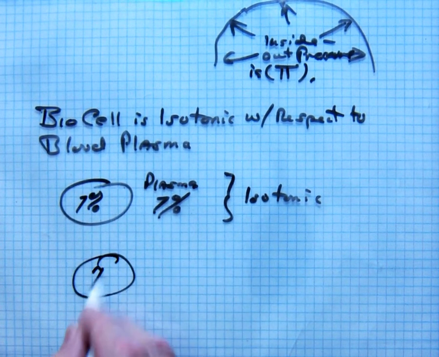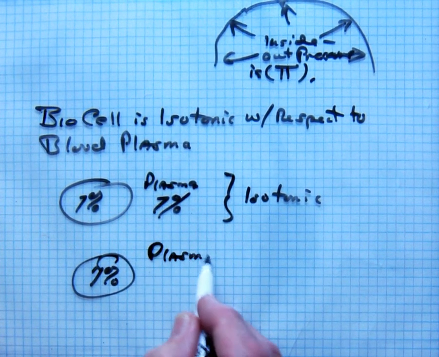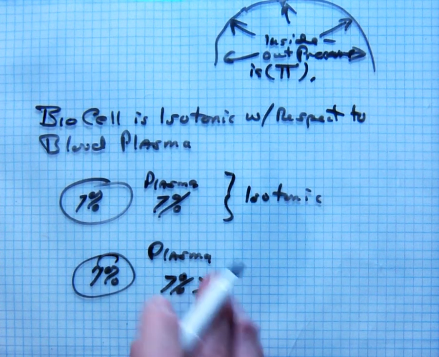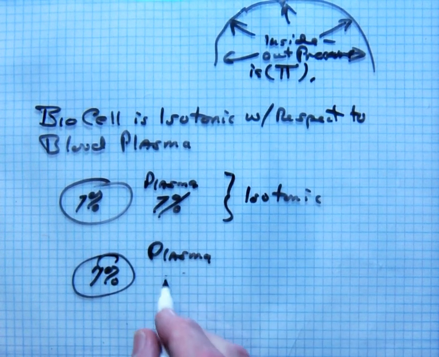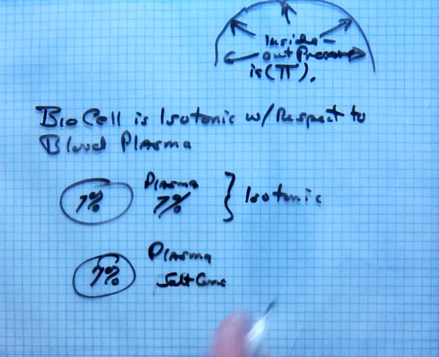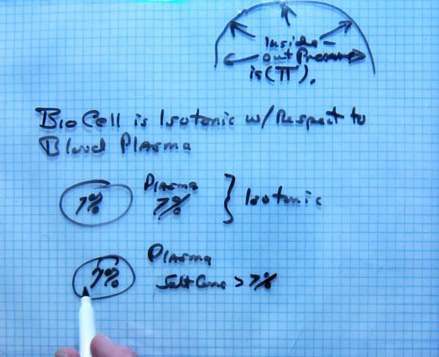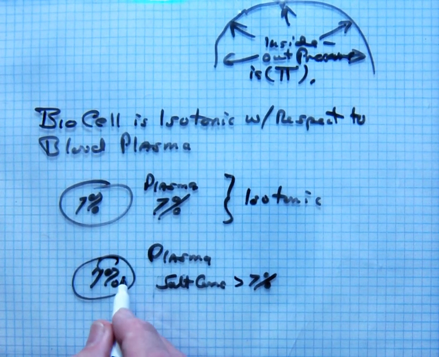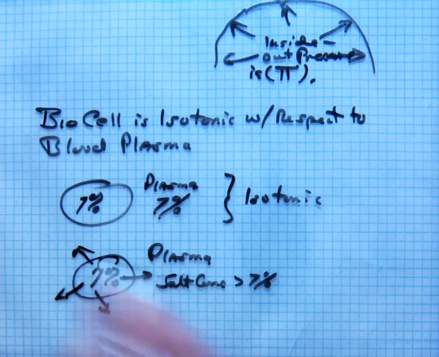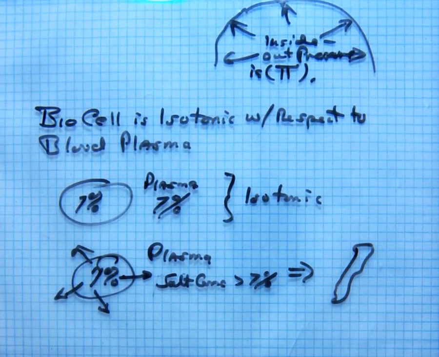However, if the outside becomes highly salty, you start drinking a lot of seawater, for example, you have a cell that's 7% like this, and you have a plasma whose salt concentration is greater than 7%. The fluid inside of the cell is going to tend to try to dilute that, and it's going to go out here, and the result is the cell will shrivel up and you die. Okay.